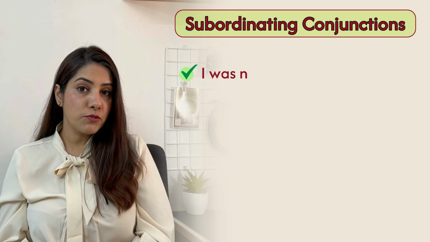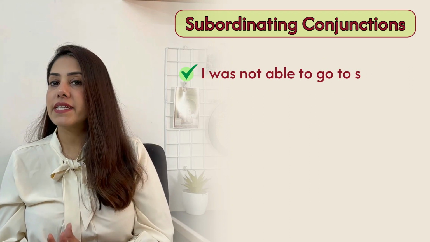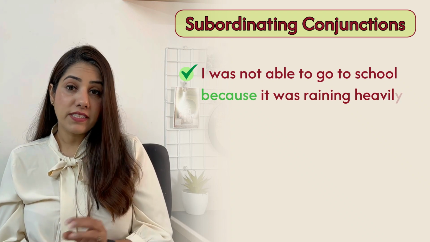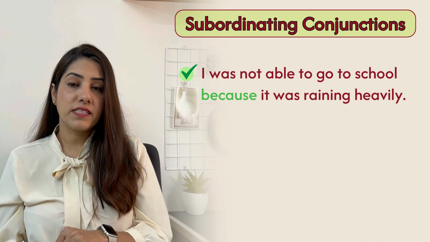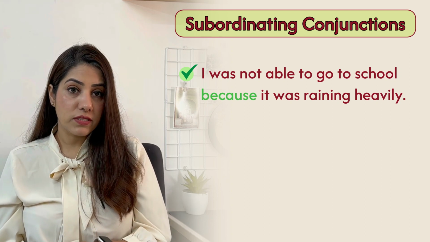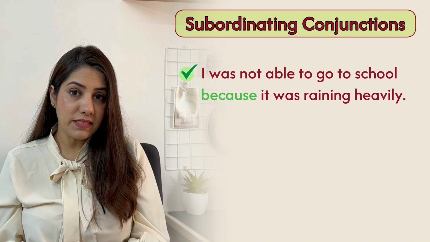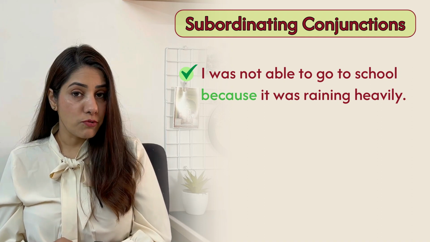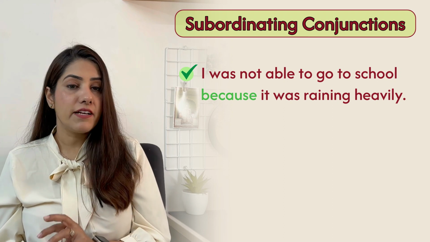I was not able to go to the school because it was raining heavily. One idea is I was not able to go to school, and it is dependent on another idea, it was raining heavily. So we are using the conjunction because here to connect one independent idea to a dependent idea. So I was not able to go to school because it was raining heavily.